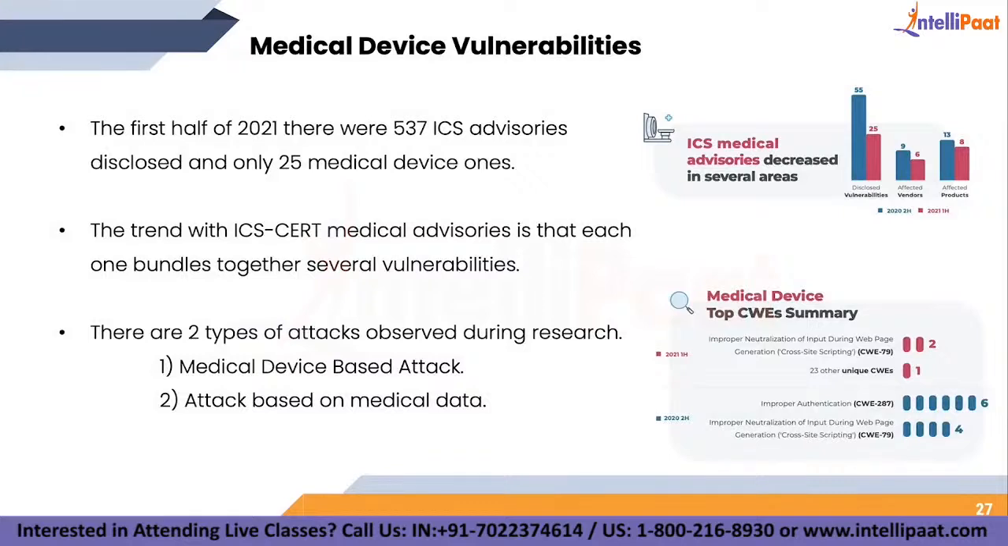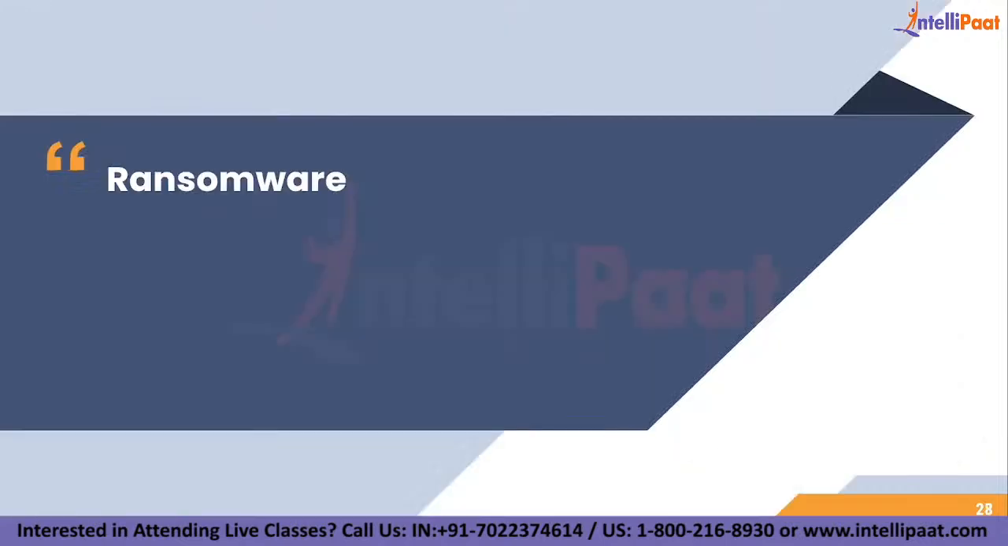In 2021, 537 ICS advisories were disclosed, and close to about 25 were for medical devices. In the ICS-CERT medical advisories, one is a medical device based attack, and the second is an attack based on the medical data. So there are two different types of attacks that we have seen: one is an attack on the devices, the second is an attack on the data. These are the famous ICS-CERT advisories that I've shown you this morning. So that's about the vulnerable devices that are there online, various types of vulnerable devices that are there online.